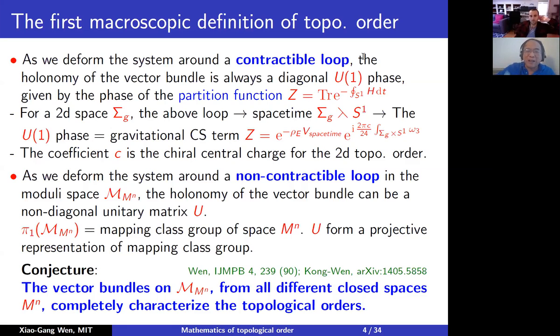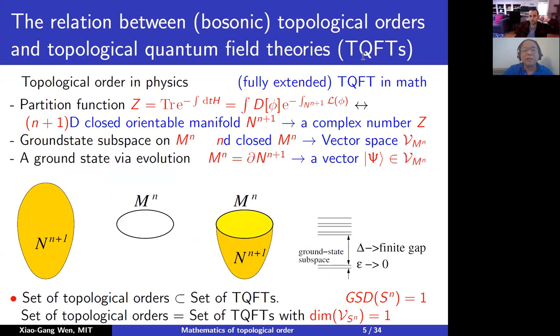We don't know. So all those are questions for TQFT, and hopefully we can find a more rigorous mathematical derivation. Those are relations to the TQFT. So what I'm talking about really is the TQFT in some sense. In the TQFT, we associate an n plus one dimensional closed manifold with a number. This manifold is a space-time, and this number is really the partition function we just talked about in physics.